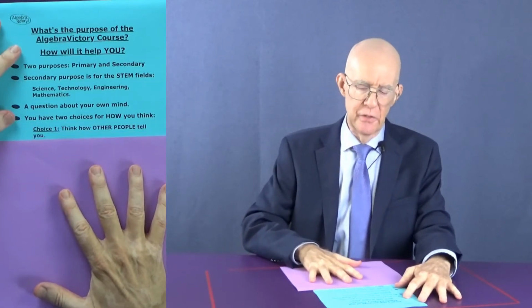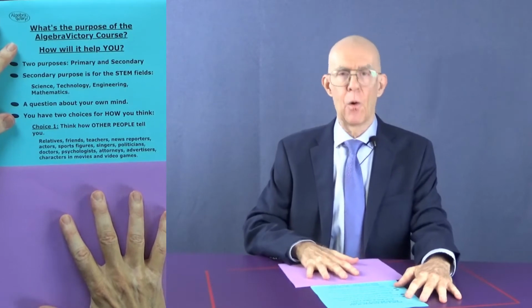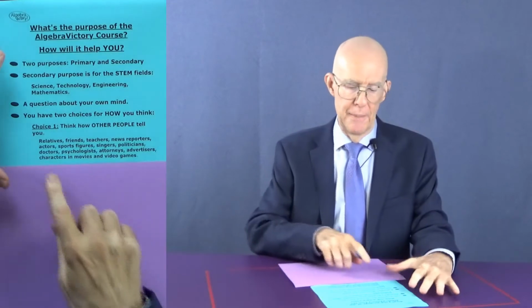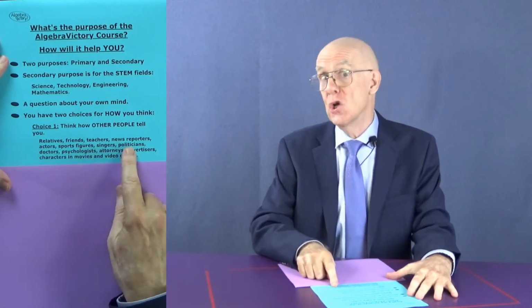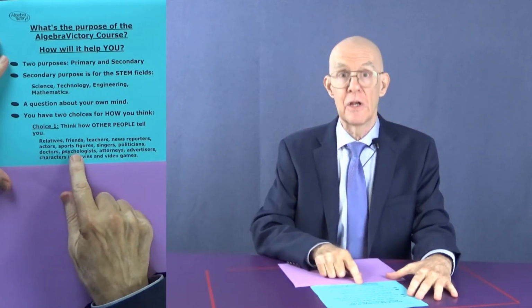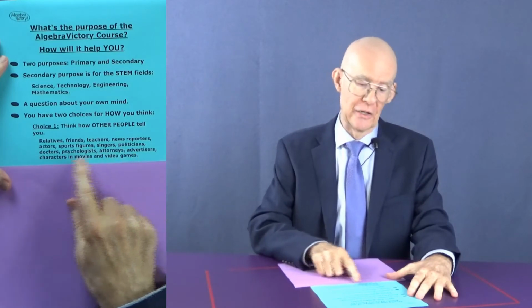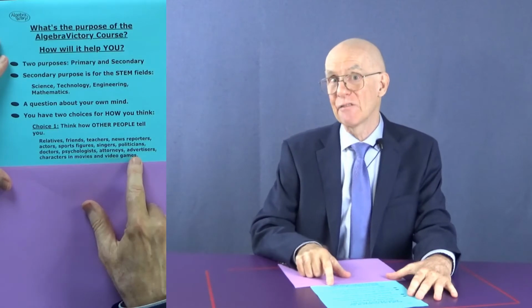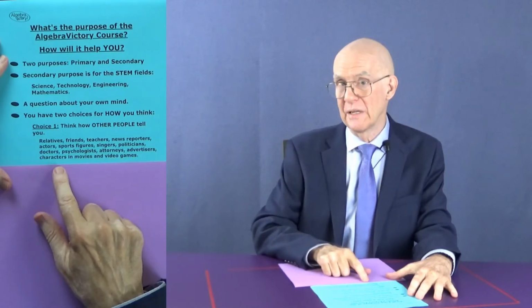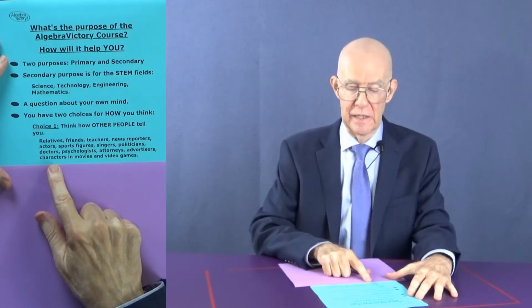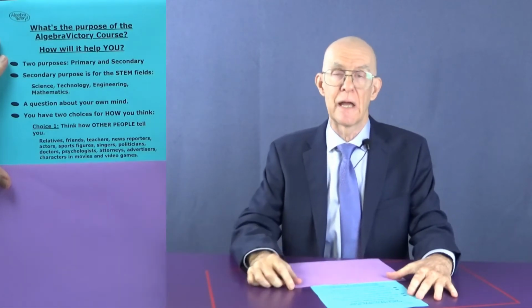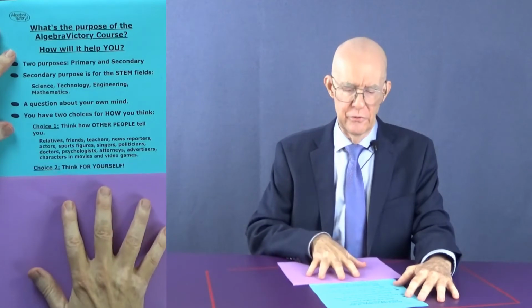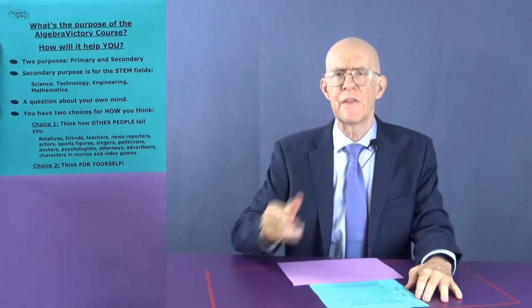The first choice is you can think how other people tell you to think. Those other people might be relatives, friends, teachers, news reporters, actors, sports figures, singers, politicians, doctors, psychologists, attorneys, advertisers, big companies advertising on TV, characters in movies, characters in video games, anybody else. Choice number two, you can think for yourself.